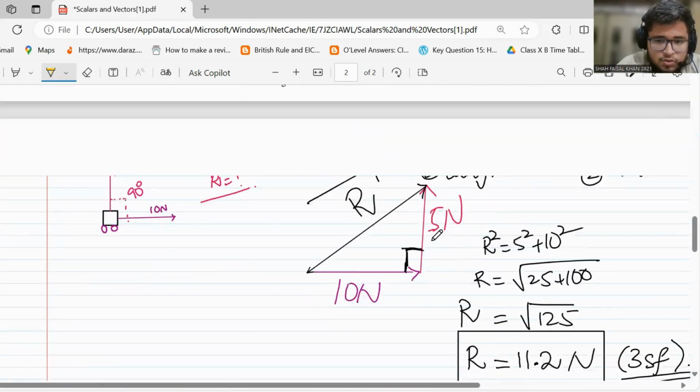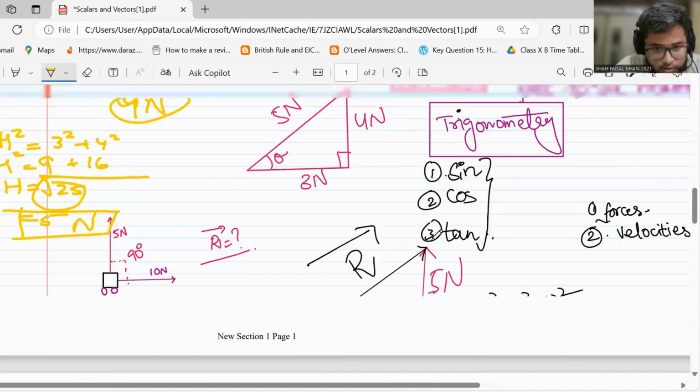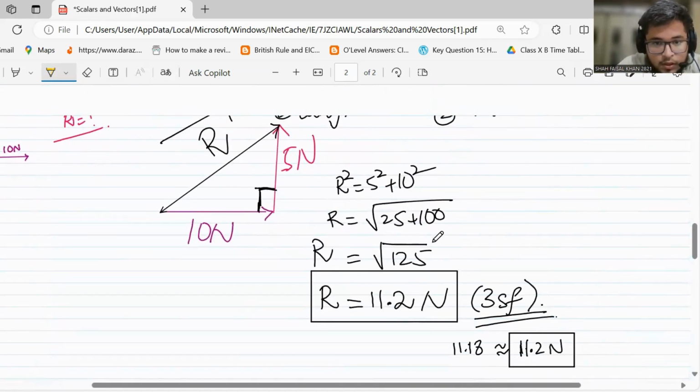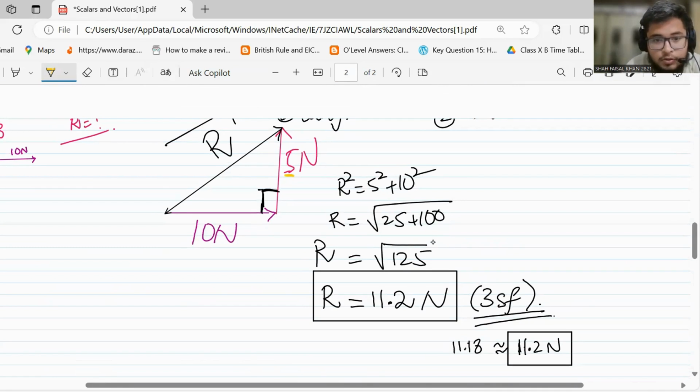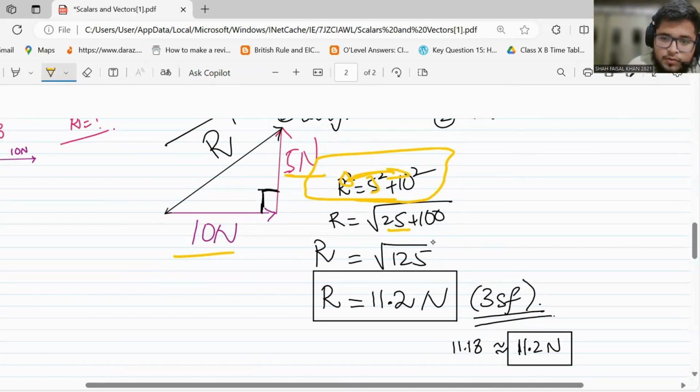Did you get it until now? Now let's see this part. For example, here 5 Newton is given and the base is given 10 Newton. How do you find it by the Pythagoras theorem? First we write this equation. Then 5 square is 25 and 10 square is 100. Then we move the square to the other side, make it under root, and add these: it's 125, and when we solve the under root, it becomes 11.2 Newton. It's basically 11.18.